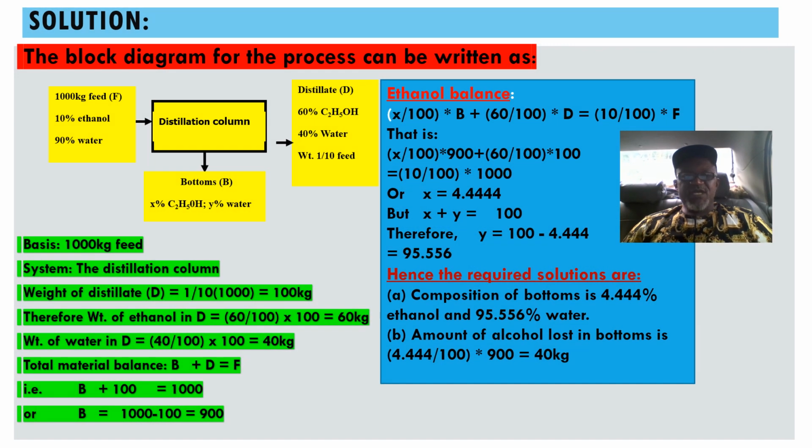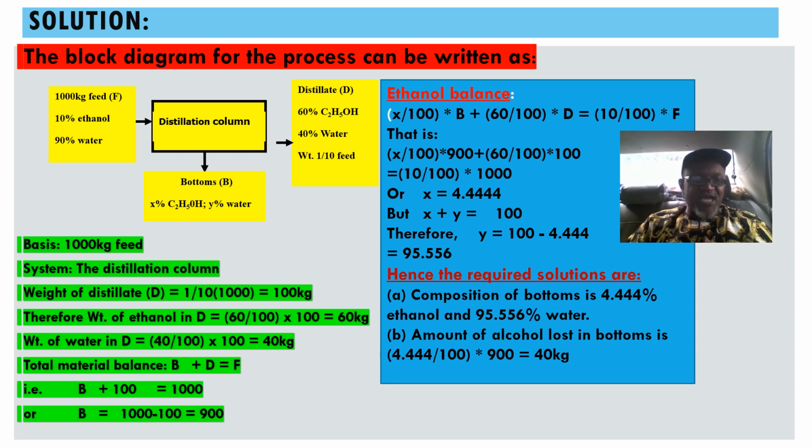Now, solution. We're pulling down one by one. First of all, we draw the diagram, we draw the flow sheet for that problem, and you can see our distillation column, our feed, and the bottoms. We have used the feed as capital F, the distillate as capital D, the bottoms as capital B. So we can see what we have. We are given the feed, we're also given the distillate, but for the bottoms we have X% ethanol and Y% water. We don't know that, and that's what we want to calculate.